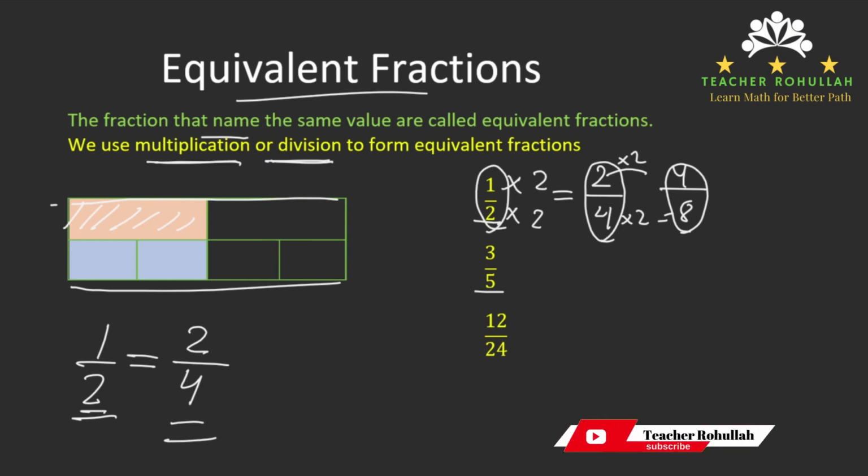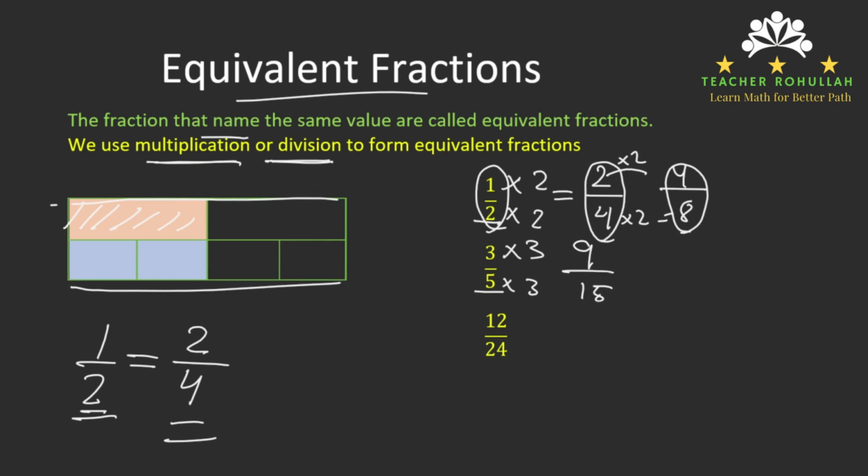The second example is 3/5. With 3/5 also we cannot divide them by the same number. So we multiply both the numerator and the denominator by the same number. So let's this time multiply it by 3. This one also by 3. 3 times 3 is 9. 3 times 5 is 15. So 9/15 and 3/5 are equivalent fractions.